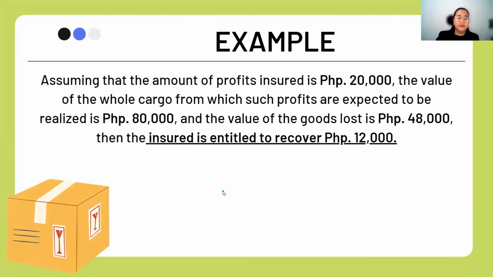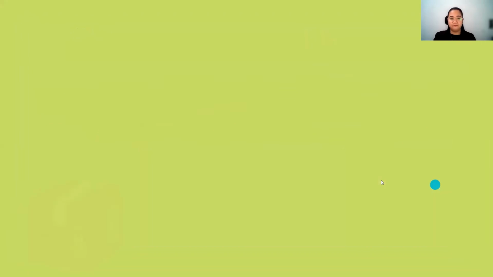So in an example, assuming that the amount of profits insured is 20,000 pesos, the value of the whole cargo from which such profits are expected to be realized is 80,000 pesos, and the value of the goods lost is 48,000 pesos. The insured is entitled to recover 12,000 pesos. So how do we get that?